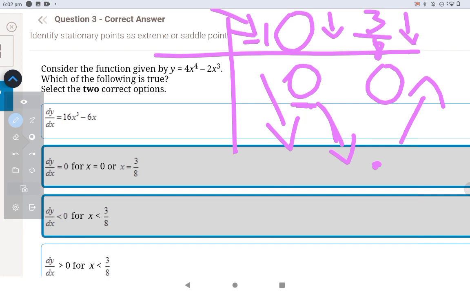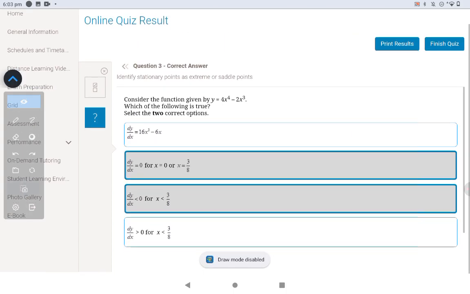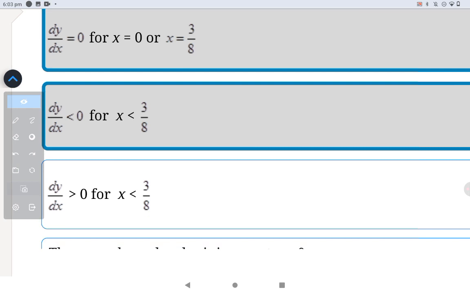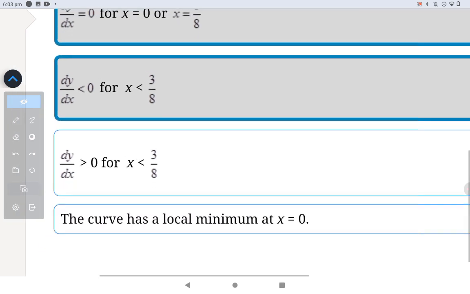So dy over dx is less than 0 for x is less than 3 over 8, because at 3 over 8 it is 0, and before it, all the way over here, it's going to be negative. Yes, guys, this is true. And the next one is obviously false because that just contradicts what we just proved.